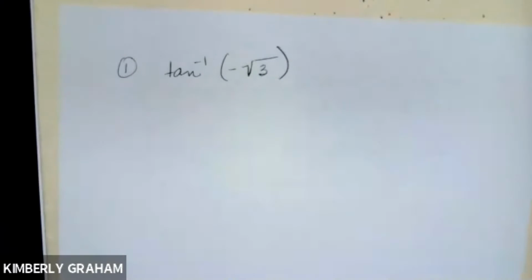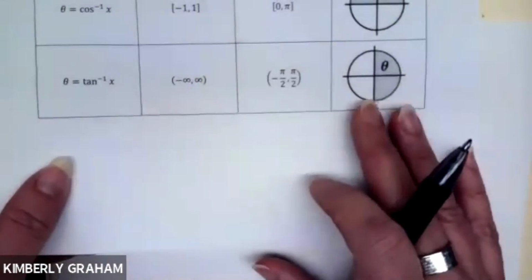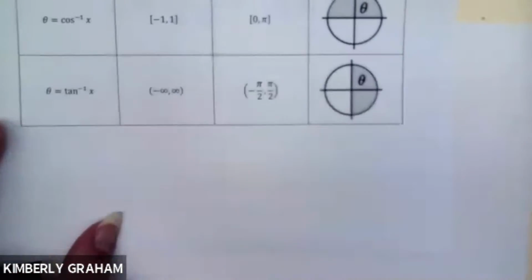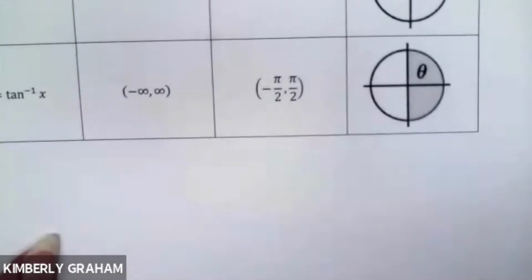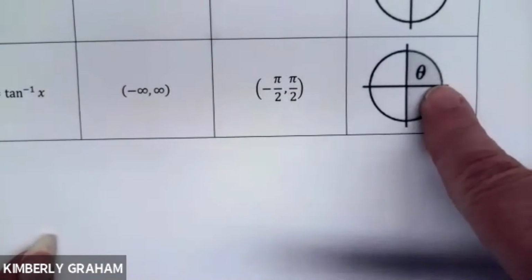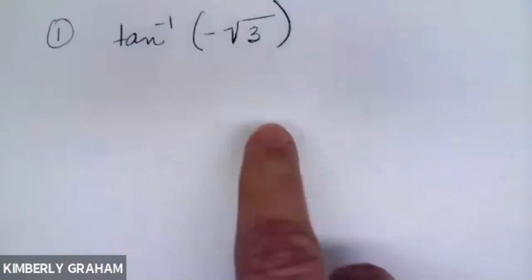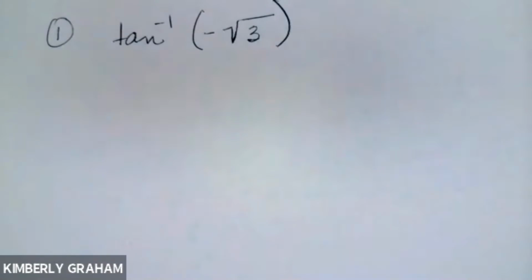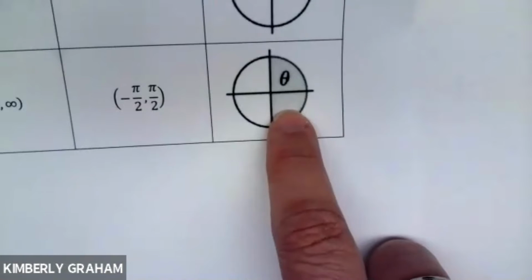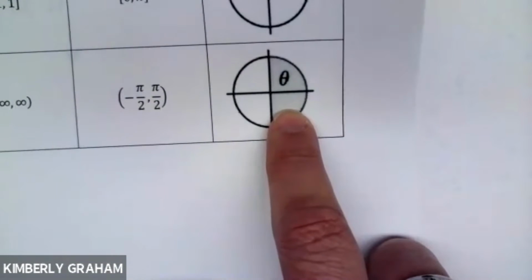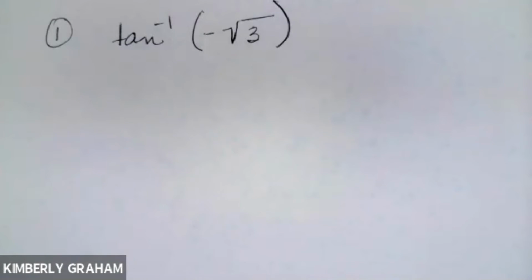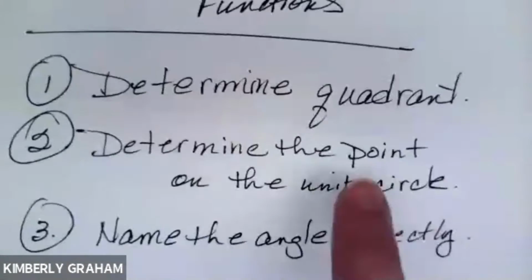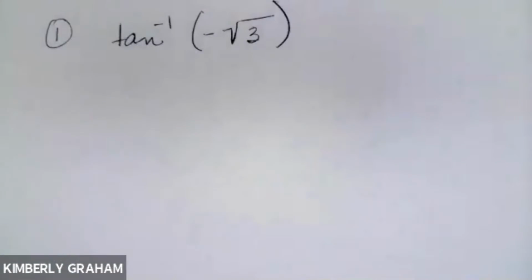All right, determining what quadrant I'm in. Well, I know that tangent is going to be restricted to the first and fourth quadrants. And because my tangent is negative, I know that I'm going to be down here in quadrant 4. Does that make sense? Okay. So that's step 1. We know we're in quadrant 4.